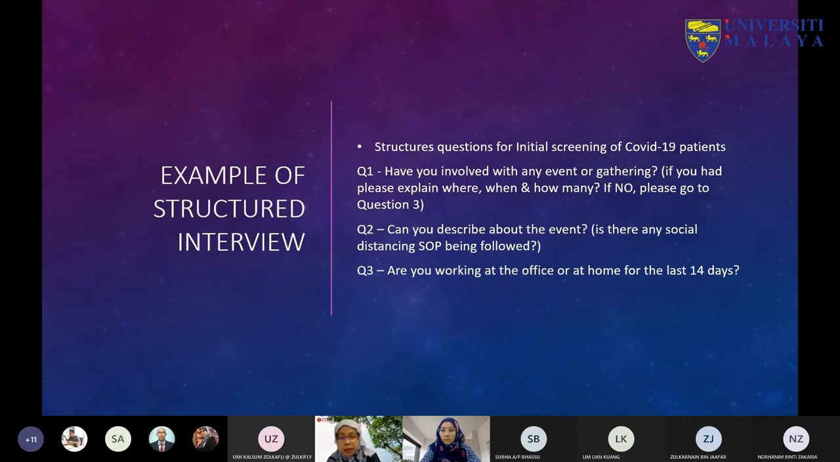Have you involved with any event or gathering? If you had, please explain where, when, and how many. If no, please go to question 3. So it's being instructed to answer the series of questions according to the sequence.